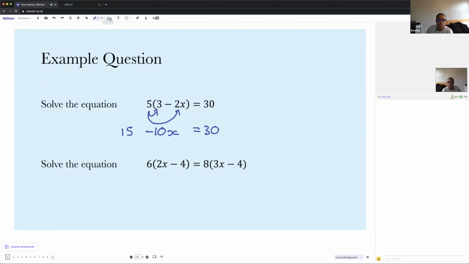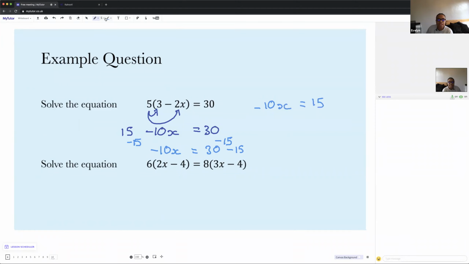The next thing to do is we want to get rid of that 15. So we're adding 15 on the left-hand side, which means we want to subtract 15 on both sides. So we've got minus 10x equals 30 minus 15.